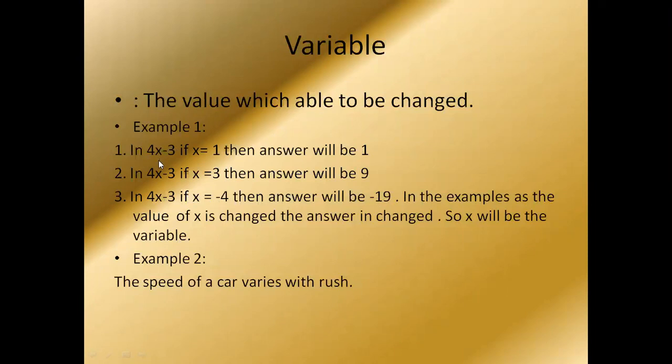So the variable is an alphabet on which if I substitute different values, it will show different answers. x is the variable because whenever I put different values, the answer will also be different. Now the most important thing: in daily life, the speed of a car varies with rush. When you are trapped in rush, the speed of the car will definitely vary. Sometimes it will increase and sometimes it will decrease. So if there is a change in something, then it is called a variable.